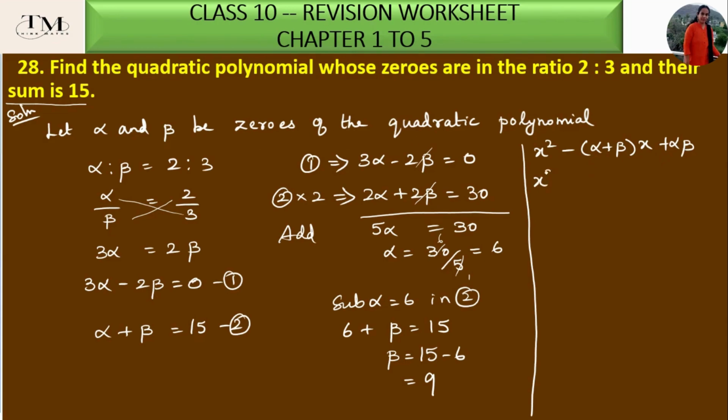So you will get x square minus, what is alpha plus beta? So 6 plus 9. So x square minus (6 plus 9)x plus 6 into 9 is equal to 0. So you will get x square. What is 6 plus 9? 6 plus 9 is 15. So 15x plus 6 9s are 54, 54 equal to 0. So this is the quadratic polynomial we require. Okay. I hope you can understand this.